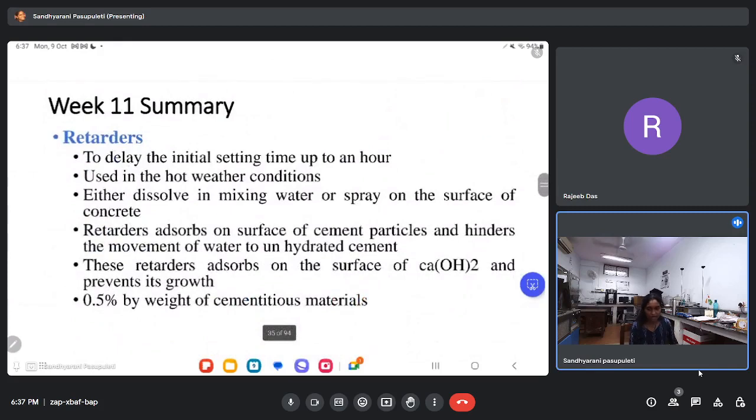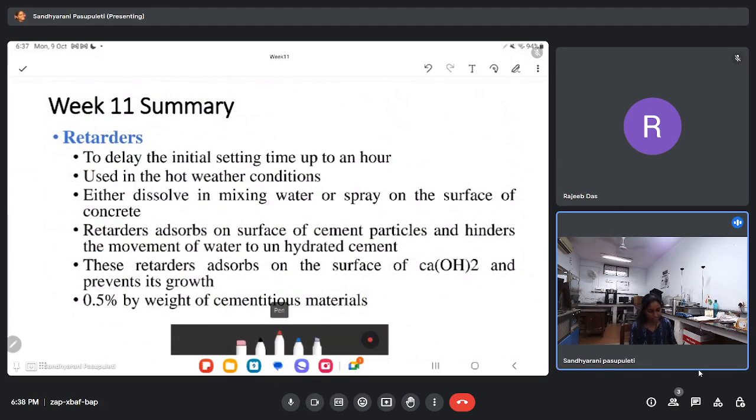Another kind of admixture is the retarders, used to delay the initial setting time up to an hour. This we have already discussed in the last class. Let us say we have a ready mix plant, or we have a plant at a very long distance. We are mixing the concrete here, but it takes a lot of time to reach the site where we are actually going to lay the pavement. Let us say there is 2 hours of time.